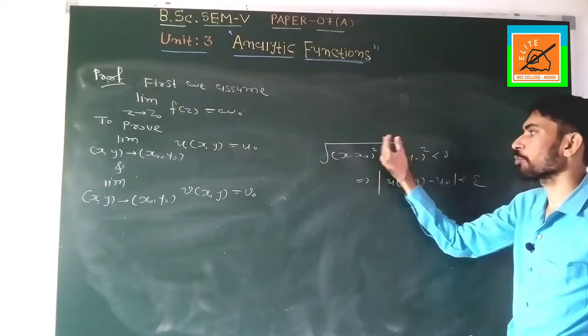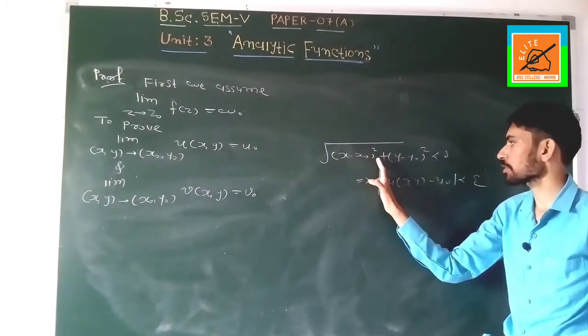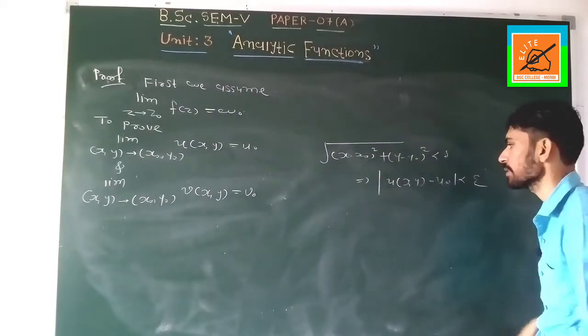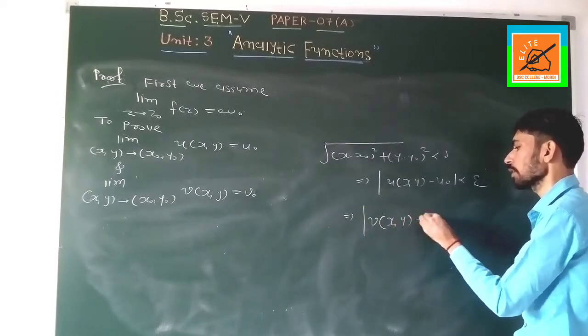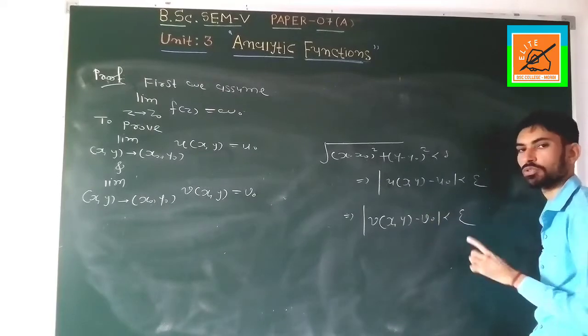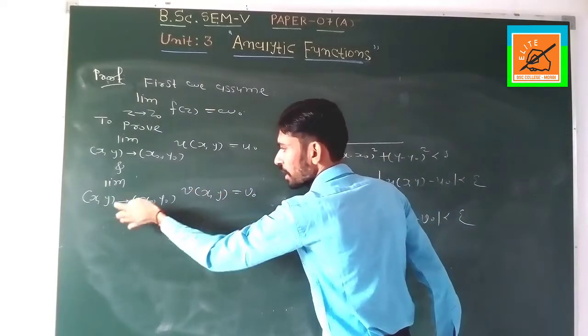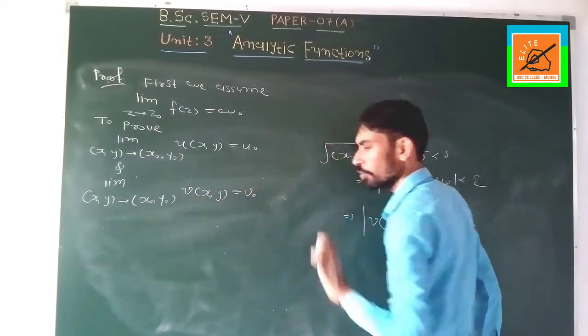In the same way, if we prove under root (x minus x0) square plus (y minus y0) square less than delta implies modulus of v of xy minus v0 less than epsilon, then we write this result: limit xy tends to x0 y0 of v of xy is equal to v0.